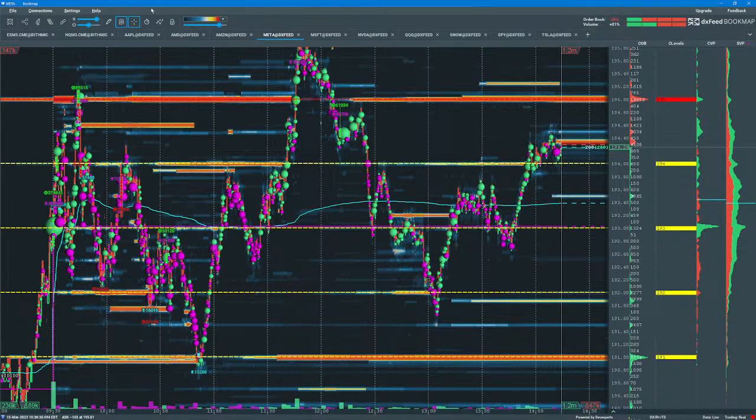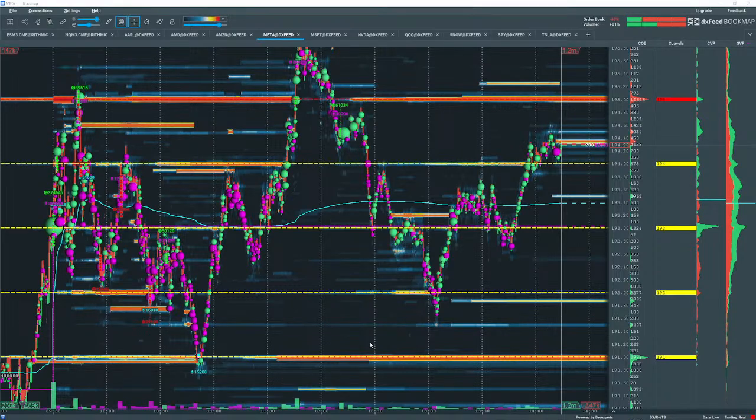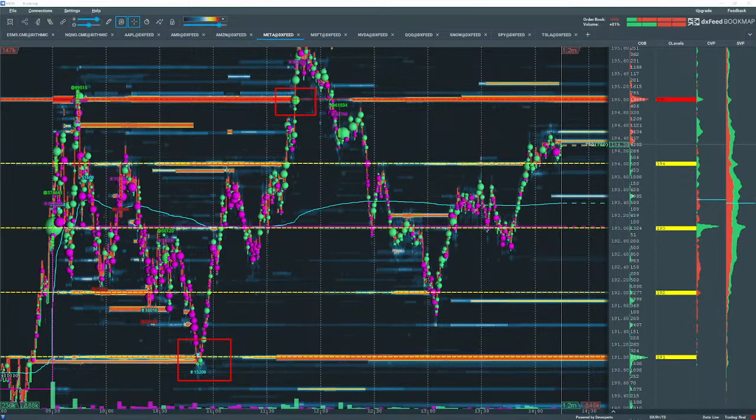So this is showing the absorption at the 191 level, and I expected to see a little bit more of a sweep here, but you can see these small green dots right here. That's a buy sweep up into the 195 level.